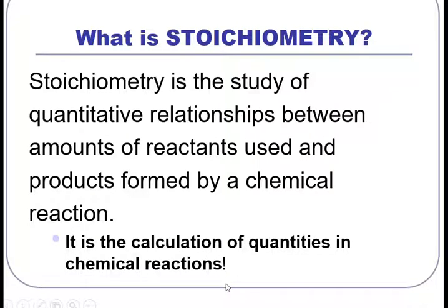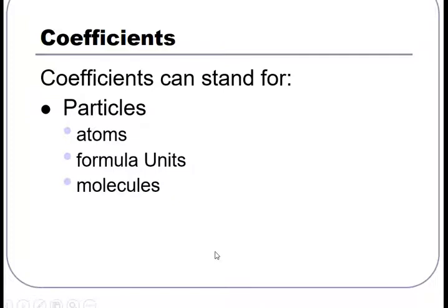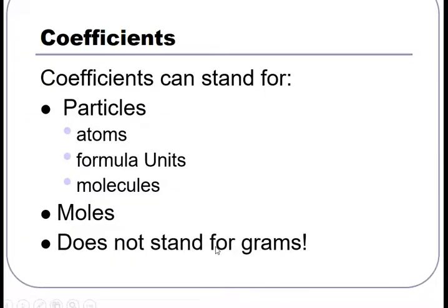We know that when it comes to coefficients in a balanced equation, they can mean two major things. They can mean particles, right? So I can look at the substance and it may be atoms, formula units, or a molecule, or they can represent moles, but they never represent grams.